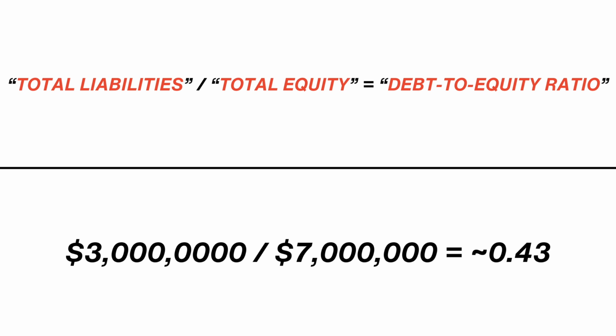With $3 million in total liabilities and $7 million in shareholders' equity, Tom's Toy Factory has a debt to equity ratio of about 0.43. Value investors often believe that a company with a durable competitive advantage will use its profits to fund its operations. If this is the case, those companies should have higher shareholders' equity and lower total liabilities.